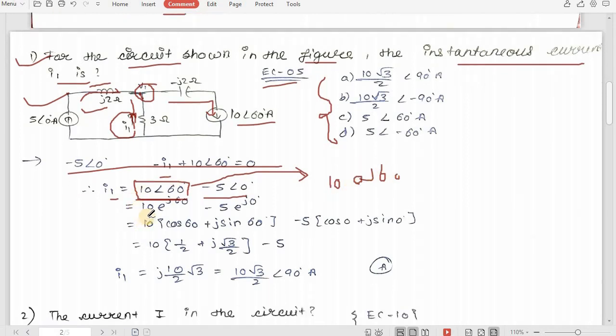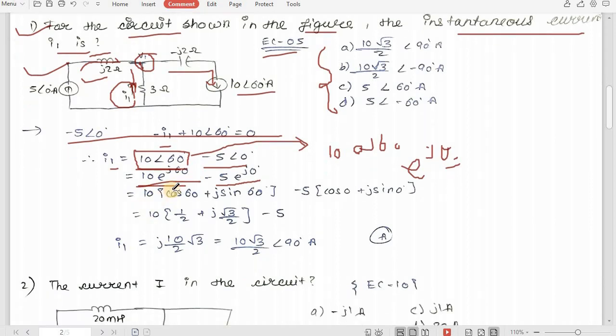So if we convert this into polar form, this will be 10 e raised to j60 minus pi e raised to j0 degree. Now as we know, e raised to j theta is basically cos theta plus j sin theta. So we can write this equation as 10 into (cos 60 degree plus j sin 60 degree). Similarly for this it will be minus pi in the bracket of (cos 0 plus j sin 0). Sin 0 is 0, so this term will be 0 only.